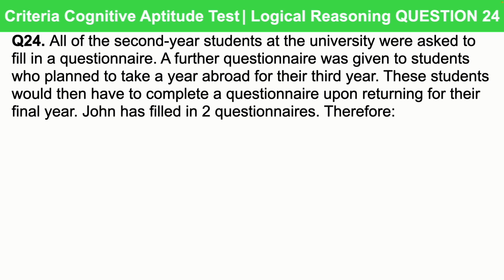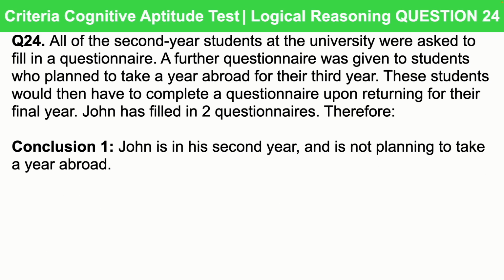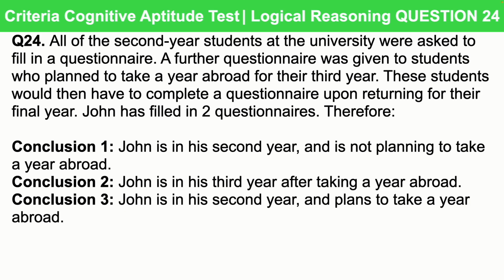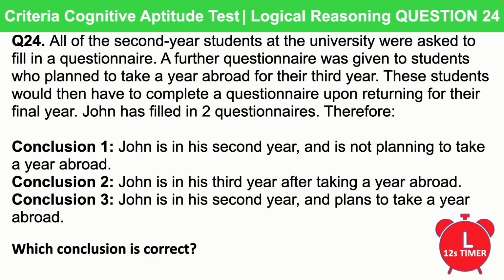Therefore, conclusion 1, John is in his second year and is not planning to take a year abroad. Conclusion 2, John is in his third year after taking a year abroad. And conclusion 3, John is in his second year and plans to take a year abroad. Which conclusion is correct? You have 12 seconds starting now.